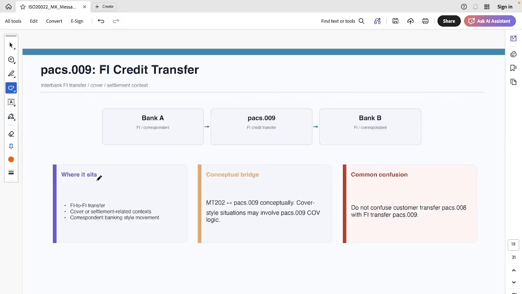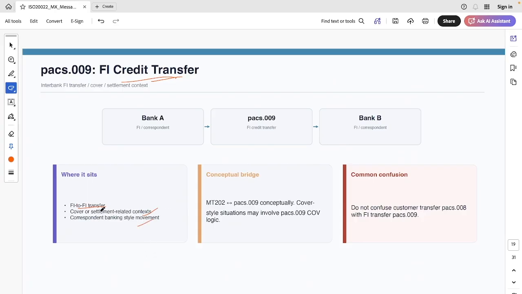Now let us compare this with PACS.009, which is about FI credit transfer. PACS.009 is a financial institution credit transfer message. Unlike PACS.008, which carries a customer credit transfer, PACS.009 is used for FI to FI transfer, settlement related movement, cover style movement, or bank to bank funding scenarios depending upon the context.